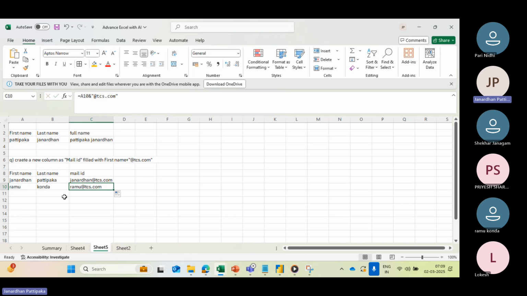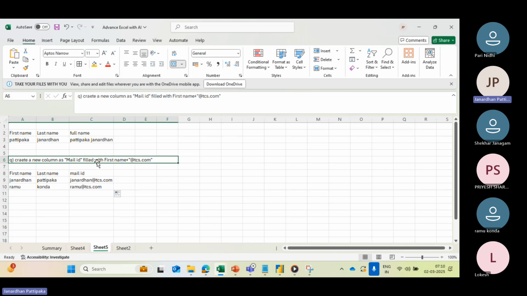And thus the organization will be creating the mail ID based upon their first name. Or if you want to join the first name and last name, like Janardhan dot Patipaka, it is up to you. But I have taken the first name and I want to add at the rate TCS dot. This type of question might be asked in the interview, like how we can write the name if you want to add some organizational mail ID.